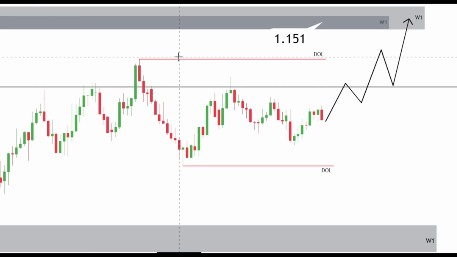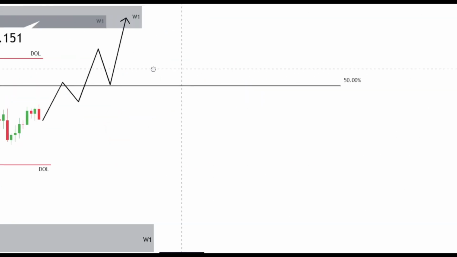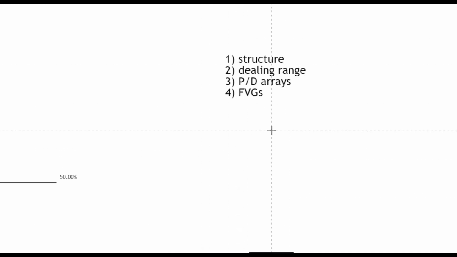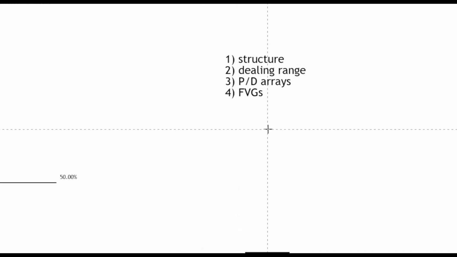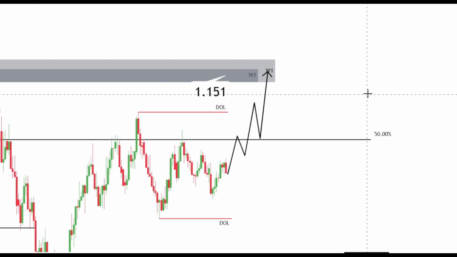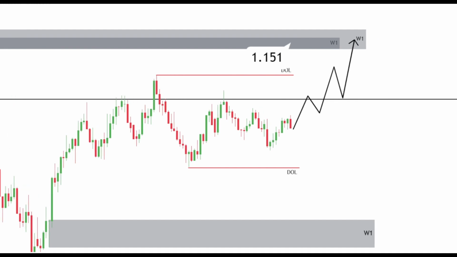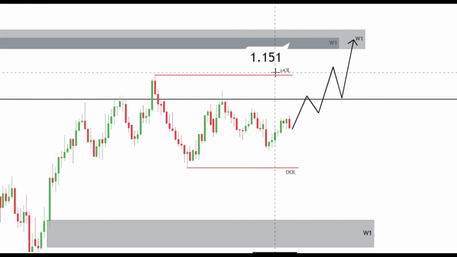I made previous videos on how to determine bias using the 4 pillars, and these are our 4 pillars. Structure, dealing range, PD array, and fair value gaps. These are the 4 most critical components to determining a market bias. Once we've determined a bullish market bias, it's important to determine a potential bearish market bias as well, because obviously the market can go both ways.